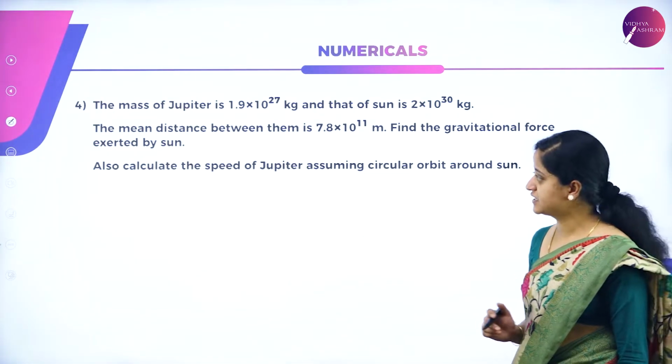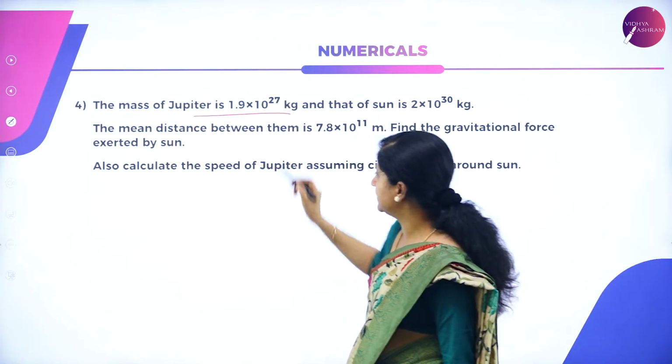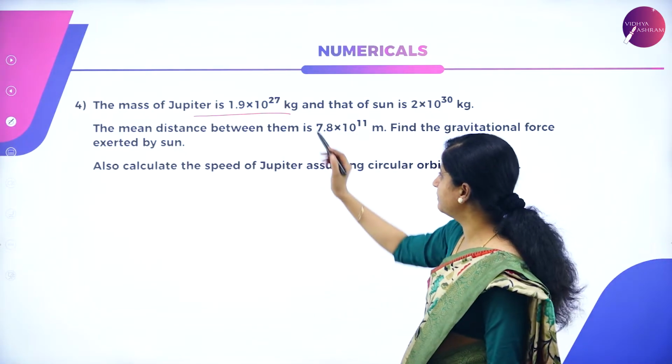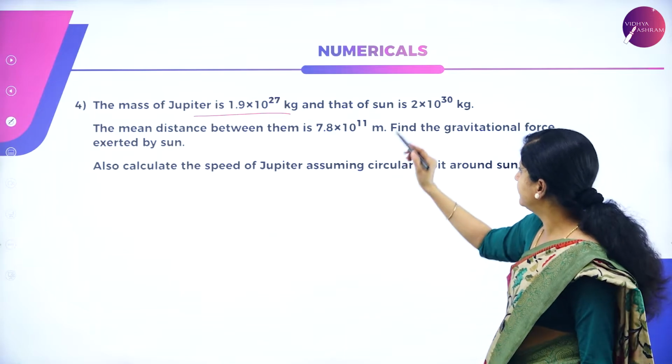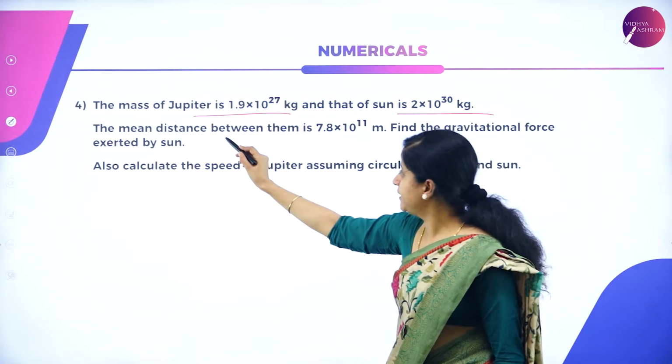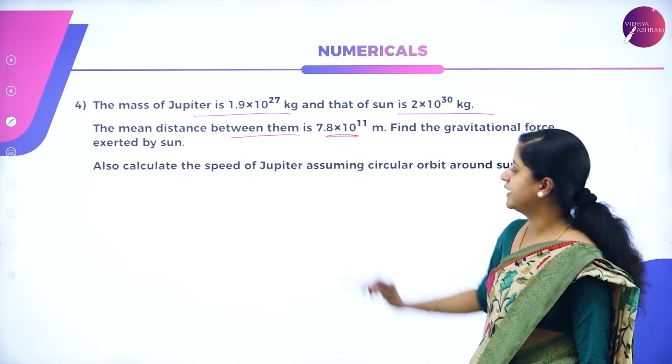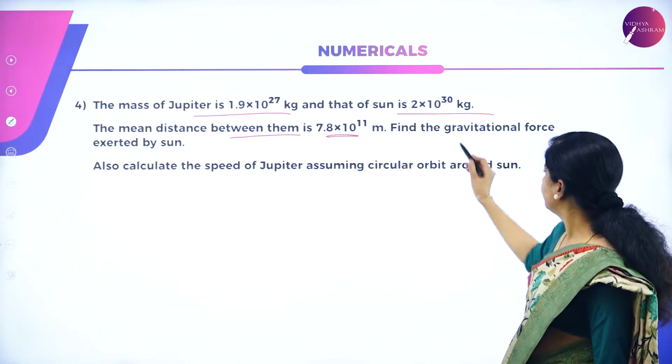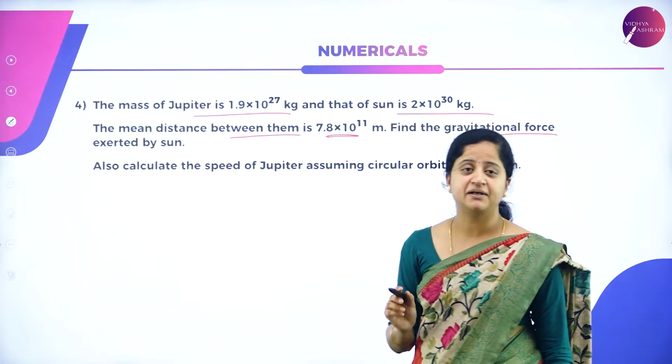So let's move on to the next problem. The mass of Jupiter is 1.9 into 10 power 27 kg and that of Sun is 2 into 10 power 30 kg. The mean distance between them is 7.8 into 10 power 11 meter. Find the gravitational force exerted by the Sun.